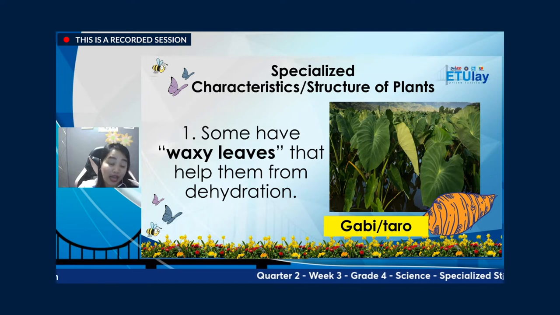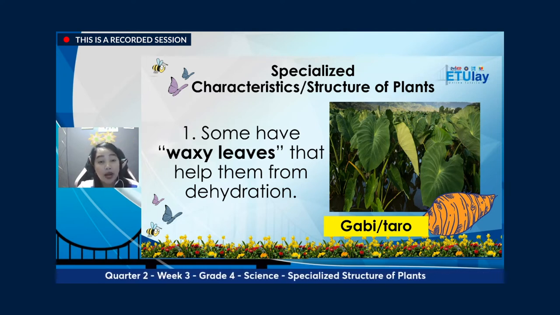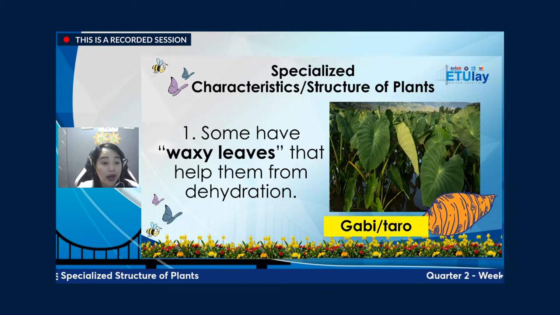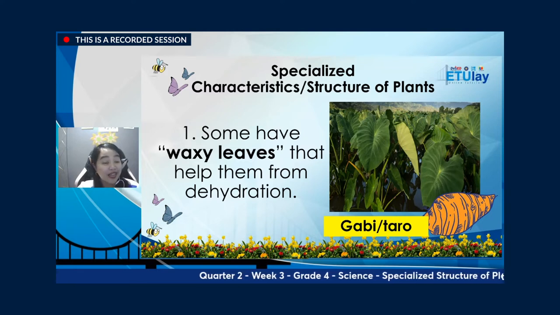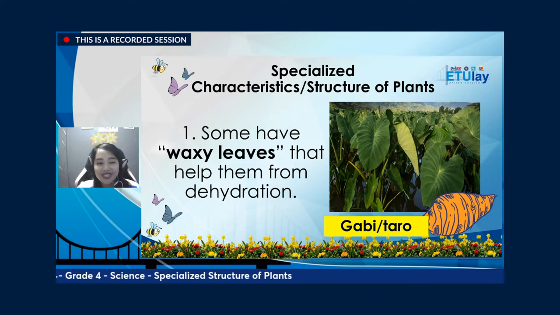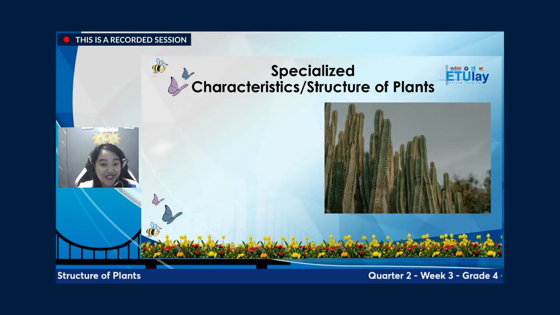exposure to sunlight. Ito, children, ay makakatulong doon sa kanilang pag-i-store ng tubig sa kanilang mga katawan. Dahil ito ay makakatulong para hindi sila madehydrate. Dahil ang tubig ay napaka-importante sa mga halaman. Dahil ito ay kanilang ginagamit para makagawa ng kanilang sariling pagkain through the process of photosynthesis.